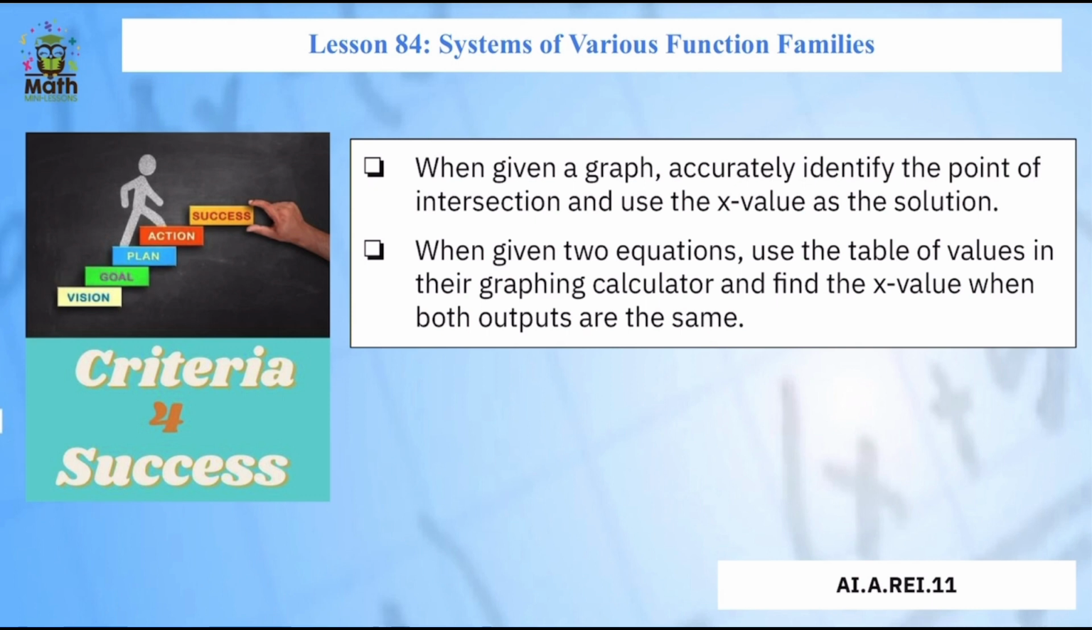When given a graph, we're going to try to identify the point of intersection and use the x value as the solution. And when given two equations, we're going to use the table of values in our graphing calculators to find the x value when both outputs are the same. So that's what we're going to look for. If we get the graph, we look for where they intersect, and if we get two equations, can we use the graph to find out where they intersect?